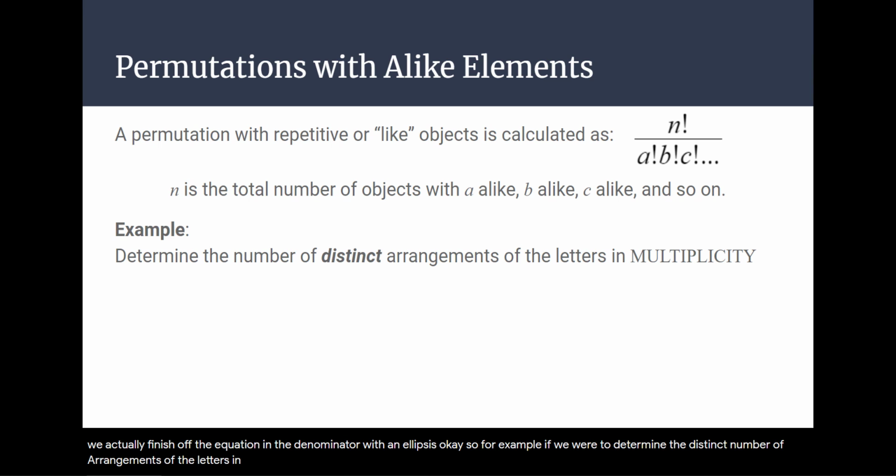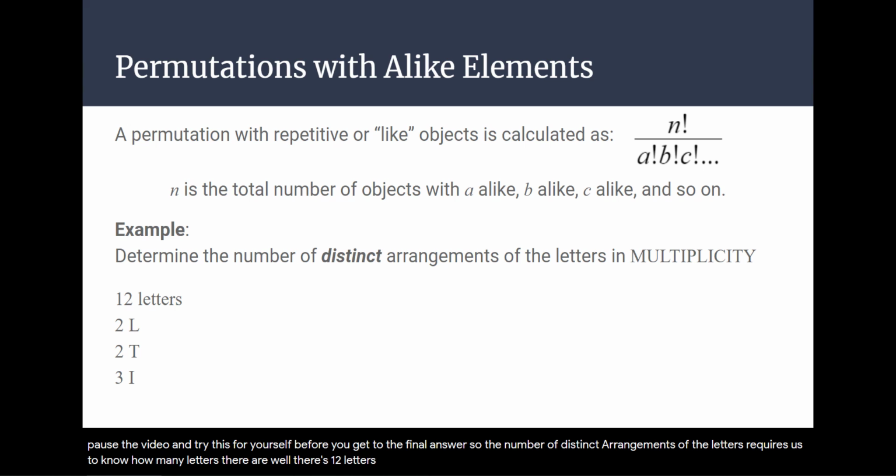Okay, so for example, if we were to determine the distinct number of arrangements of the letters in multiplicity, that's a complicated word, and there's actually a lot of repetition in there. All right, I'd like you to pause the video and try this for yourself before you get to the final answer. So the number of distinct arrangements of the letters requires us to know how many letters there are. Well, there's 12 letters in the word multiplicity. There are 2 L's, 2 T's, and 3 I's.